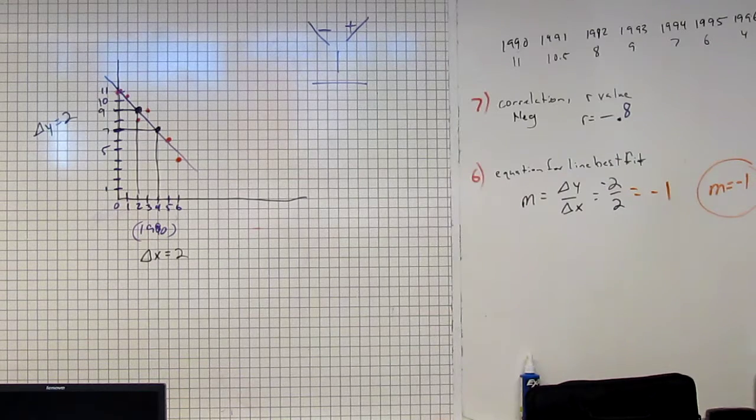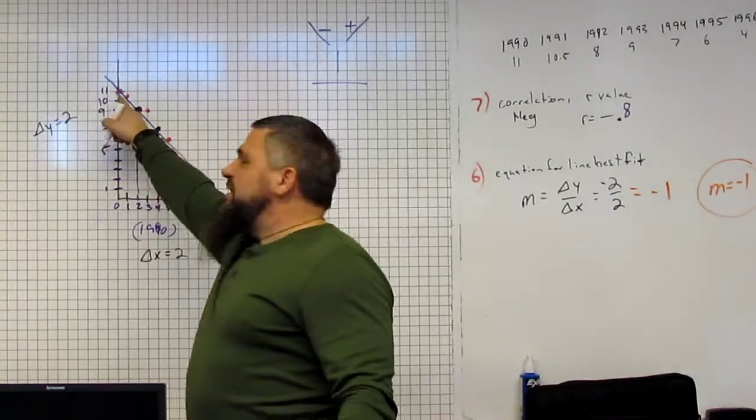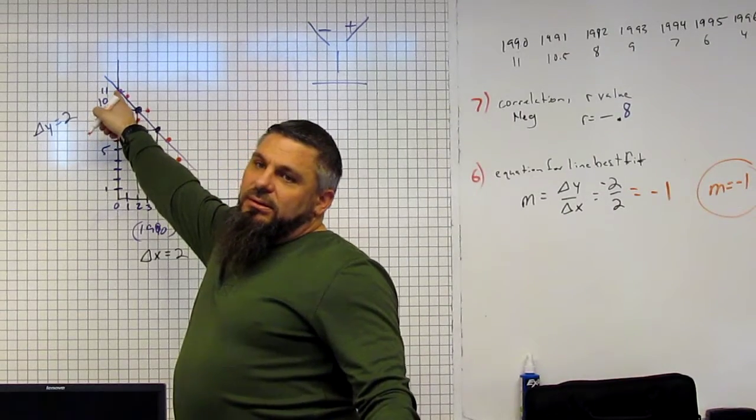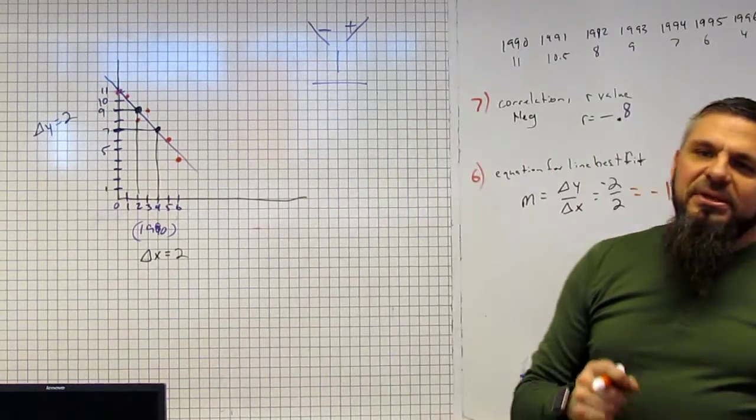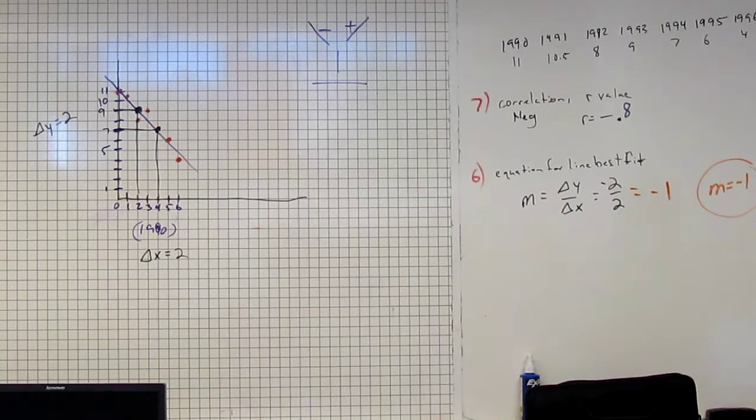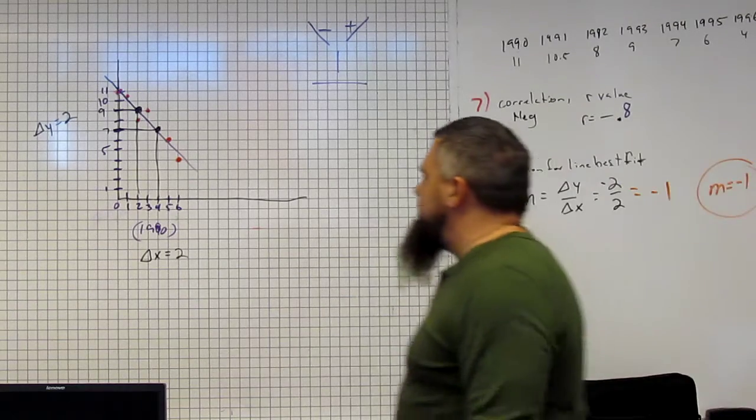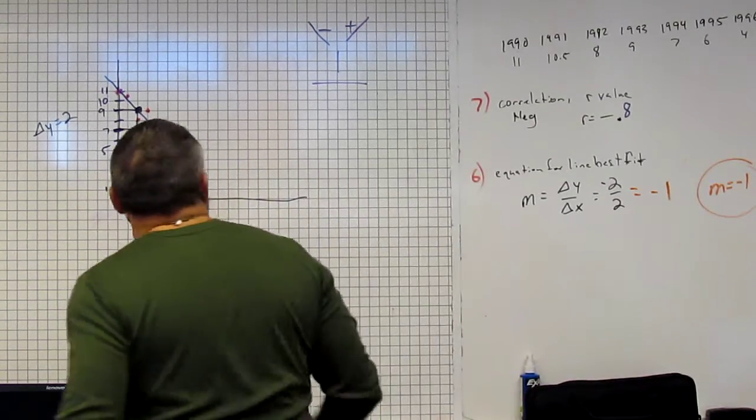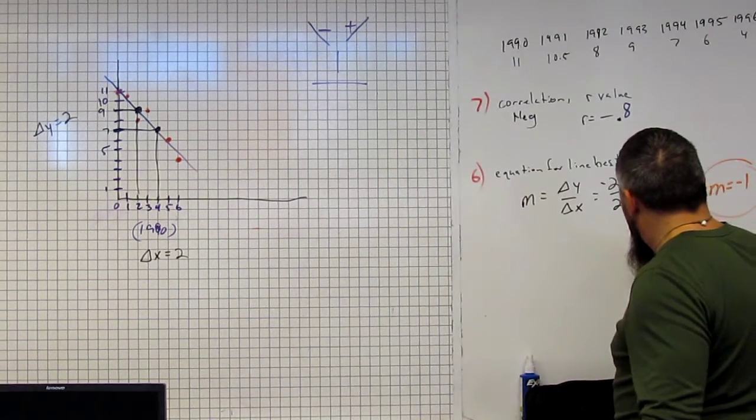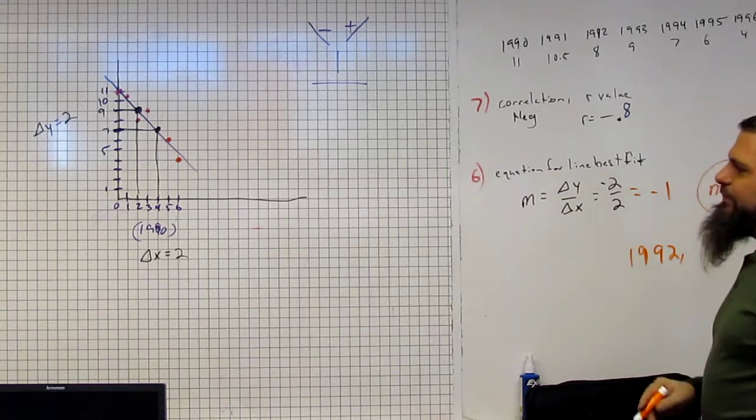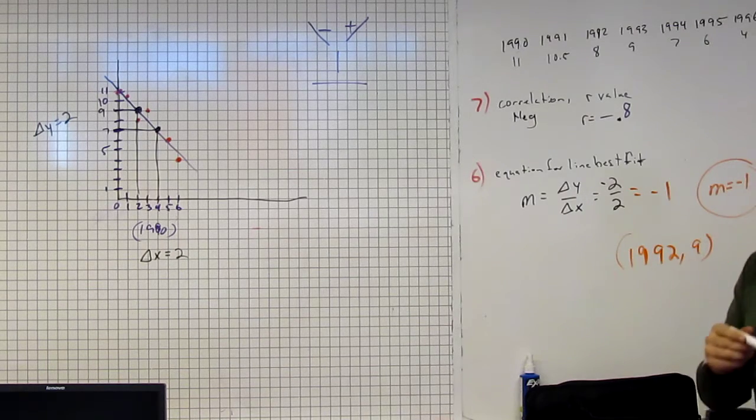And then we want to find the y-intercept. Where would the y-intercept be? Now it looks like the y-intercept is 11, right? It looks like the y-intercept is 11. But you have to remember, this is in 1990, right? So we're going to take a couple of these points. One of the points is in 1992, right? In 1992, the y is 9, right?